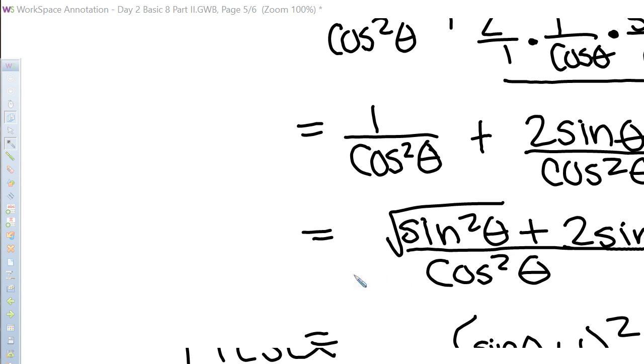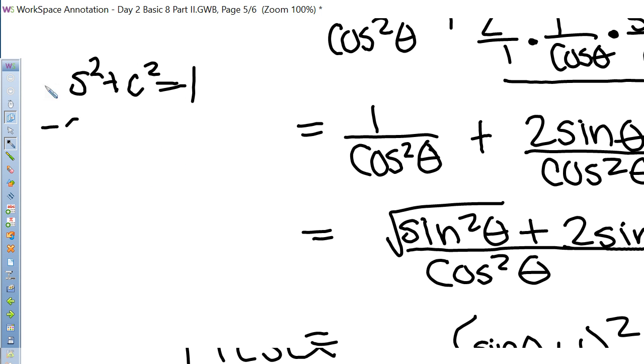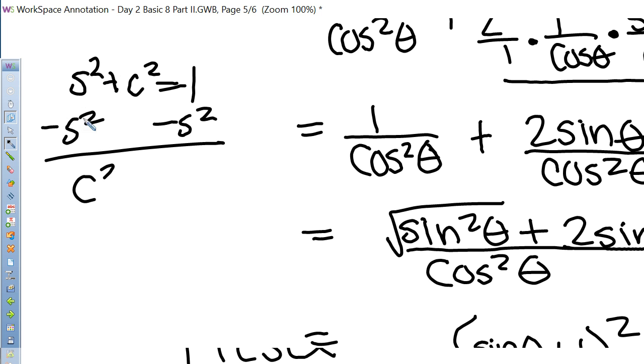Well, first of all, do we even have sine in the denominator? No, so I need to replace cosine squared with something else. So use the Pythagorean identity. Sine squared plus cosine squared equals 1. If I want cosine squared by itself, what would I have to do? Subtract sine squared. So cosine squared equals 1 minus sine squared.